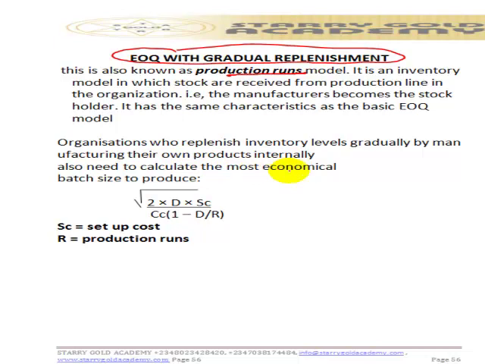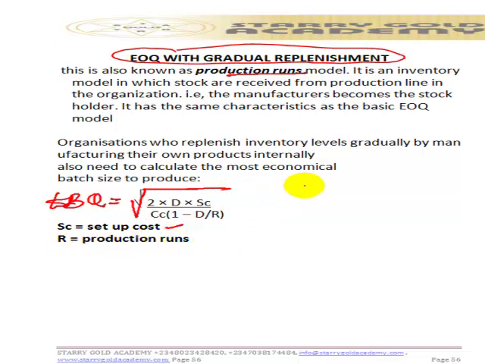It also needs to calculate the most economic batch size to produce. So in this case, we will be calculating economic batch quantity with the formula square root of D into SC over CC into 1 minus D over R. SC in this case means setup cost, R means production runs.